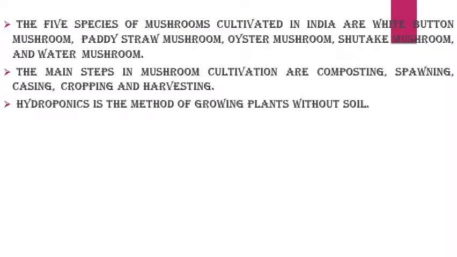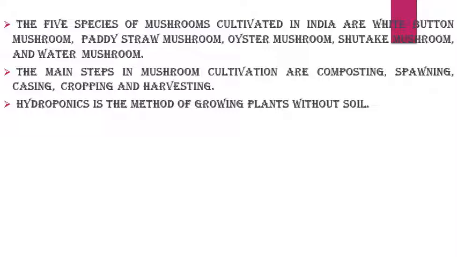The five species of mushrooms cultivated in India are white button mushroom, paddy straw mushroom, oyster mushroom, shiitake mushroom and water mushroom. So correct the spelling of shiitake. The main steps in mushroom cultivation are composting, spawning, casing, cropping and harvesting.